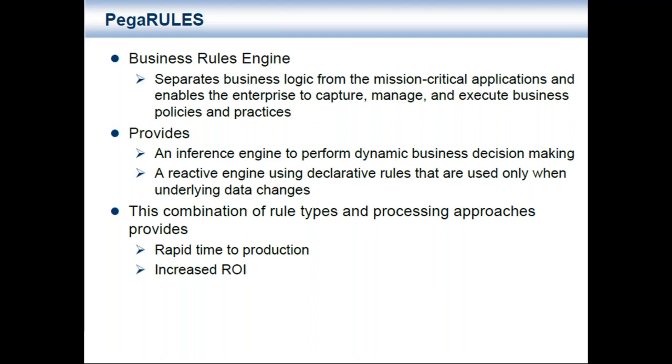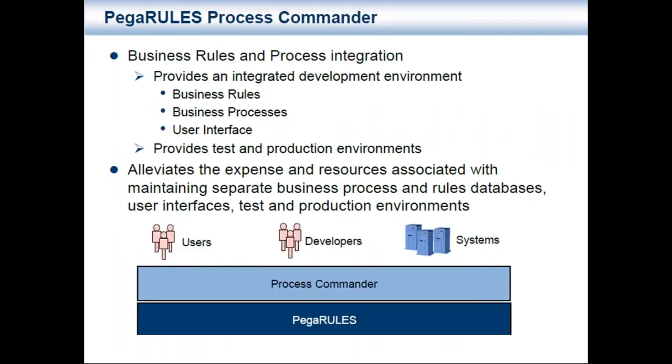So if you take any application to develop in Java and it takes 1 year, the same thing you can implement in PEGA within just 6 months. Almost 50% of your time will be reduced, and sometimes even more than 50%. This business rules and process integration provides an integrated development environment: business rules, business process, and the user interface. All these three we can implement through PEGA PRPC, and it also provides test and production environments.